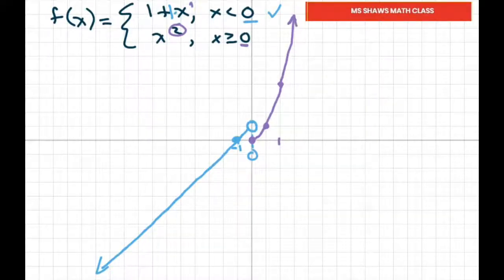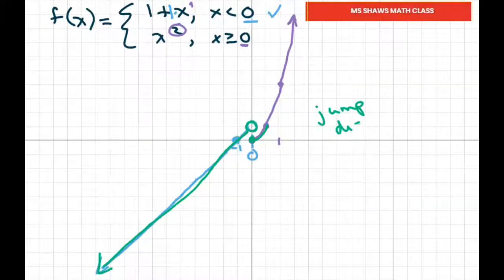What you notice here is we have a jump discontinuity, because if you graph this, you have to lift your pen to go down to this here. So that's called the jump discontinuity. And that is why condition 2 failed. It's not continuous, because you have to do a jump.